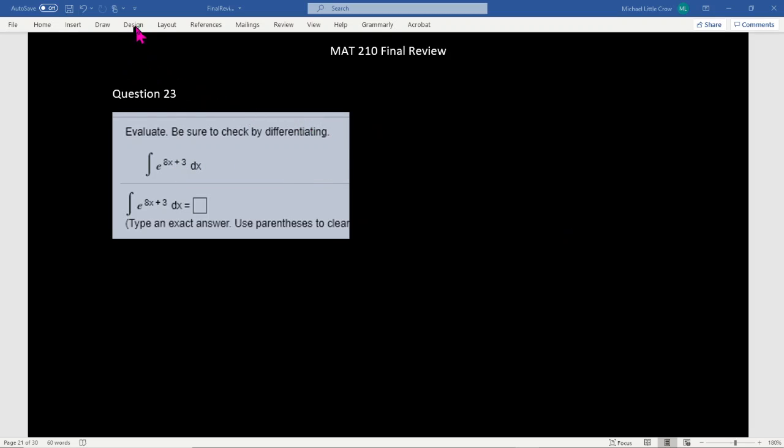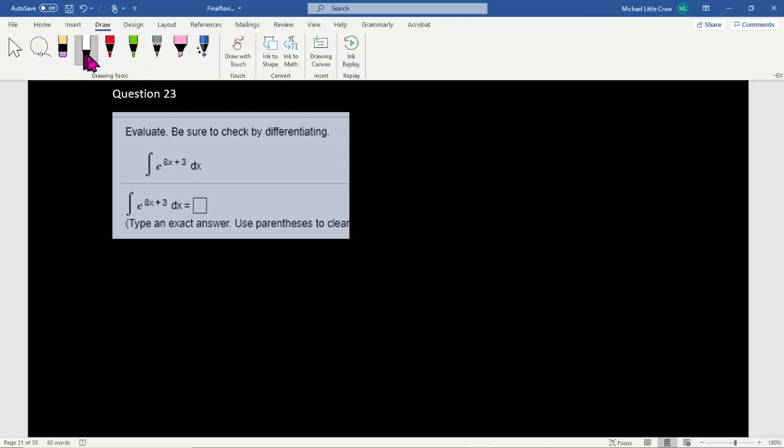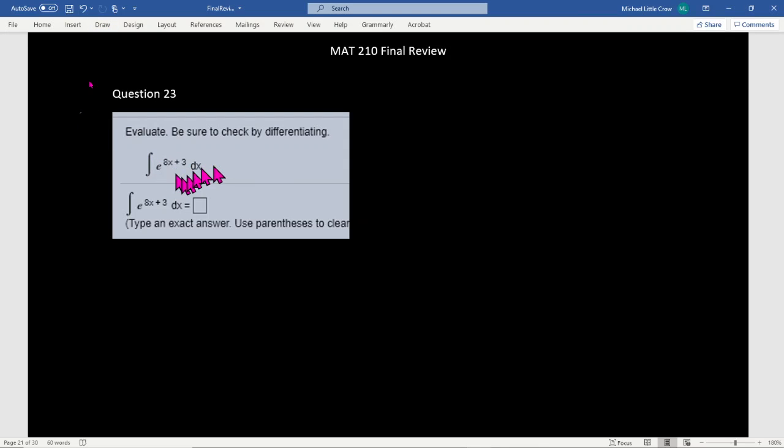Hopefully we remember that when we take derivatives of e to the x, it really is its own derivative. So I'm going to play a little bit, and then I'll show you a direct way we can actually get it as well. So we're thinking, okay, let's see, e to the 8x plus 3. If I were to take that derivative, what do I get? Well, I'm going to get itself.